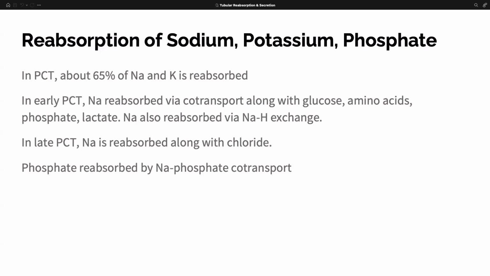So in the early PCT, sodium is mainly reabsorbed via co-transport with other substances like glucose, amino acids, phosphate, lactate. Sodium is also reabsorbed via the sodium hydrogen exchanger, which transports sodium ions into the PCT cell, and in exchange, hydrogen ions leave the PCT cell and enter into the lumen. So in the early PCT cell, the most predominant way sodium is reabsorbed is via co-transport. On the other hand, in the late PCT, sodium is mainly reabsorbed along with chloride ions. So this is just an important differentiating point you have to know regarding sodium's reabsorption.